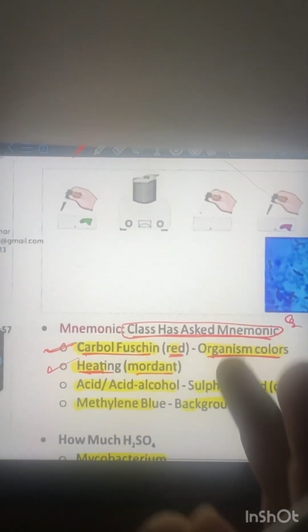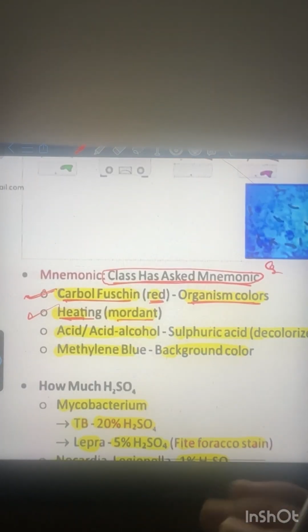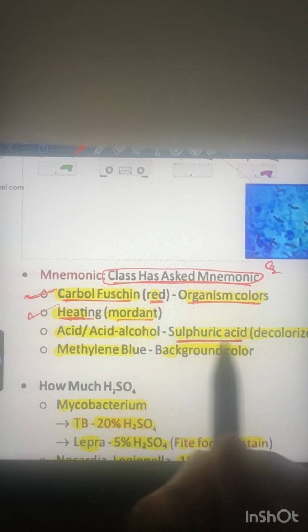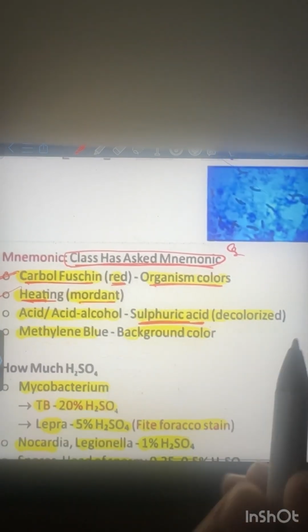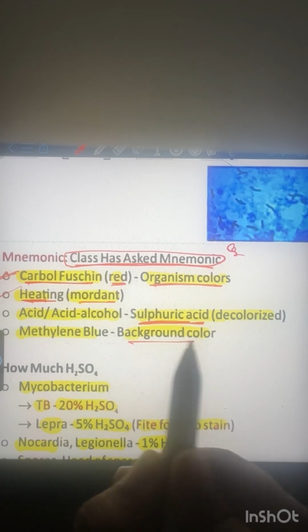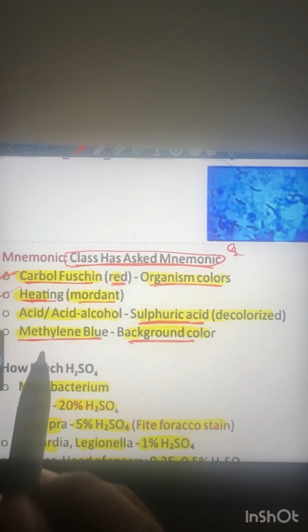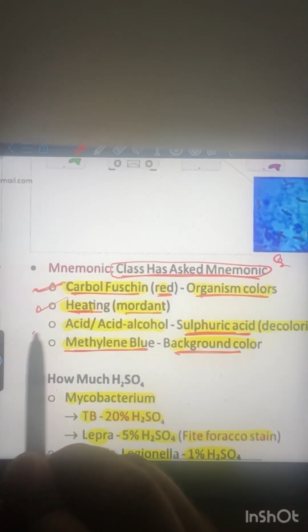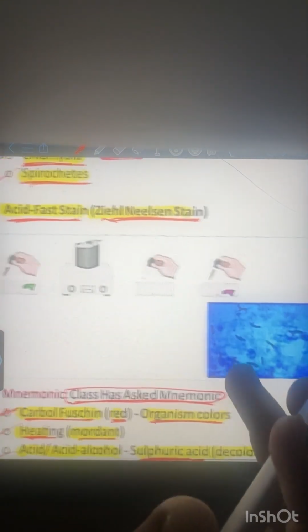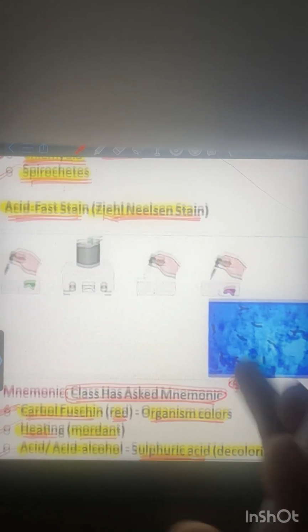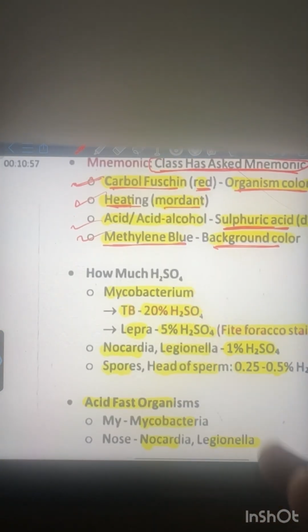So first you have carbol fuchsin, then you have heat, then you add acid. Which acid am I talking about? Sulfuric acid. Sulfuric acid is added, and finally you add, can you see what is the color of the background? The color of this entire background is blue. Why is it blue? Because you have added a blue color stain that is known as methylene blue. So repeat with me: carbol fuchsin, then heat, then H2SO4, and finally methylene blue. Now let me tell you one more thing, guys. How much H2SO4 do you have to add? That is also equally important.